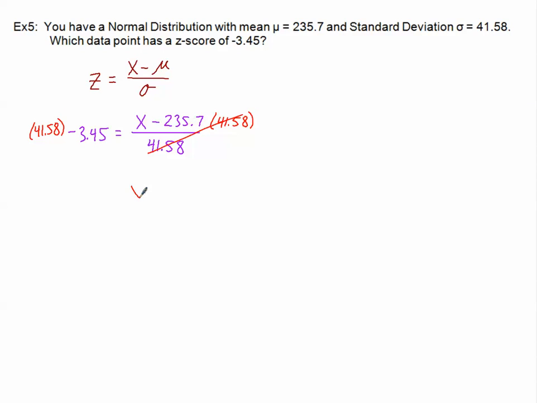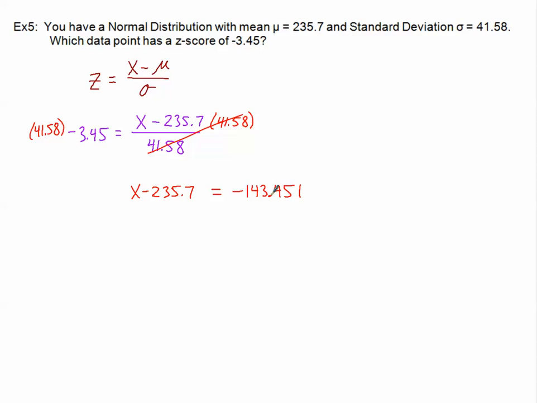This x minus 235.7, I'll just drop on down. And if you don't mind, this product I will put on the other side, since I like my variable to be on the left side. We should get negative 143.451.